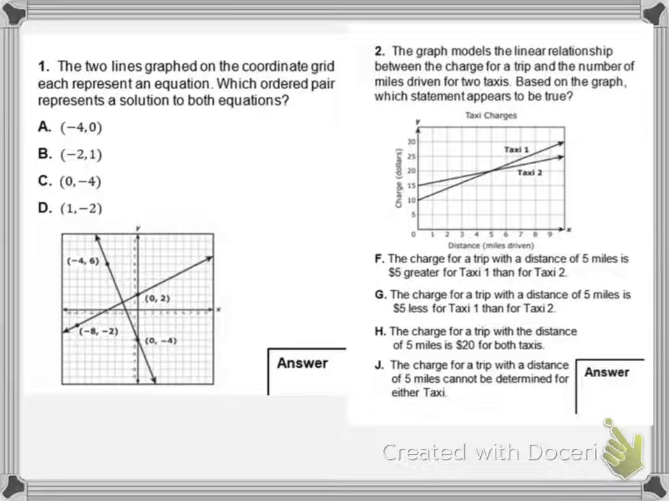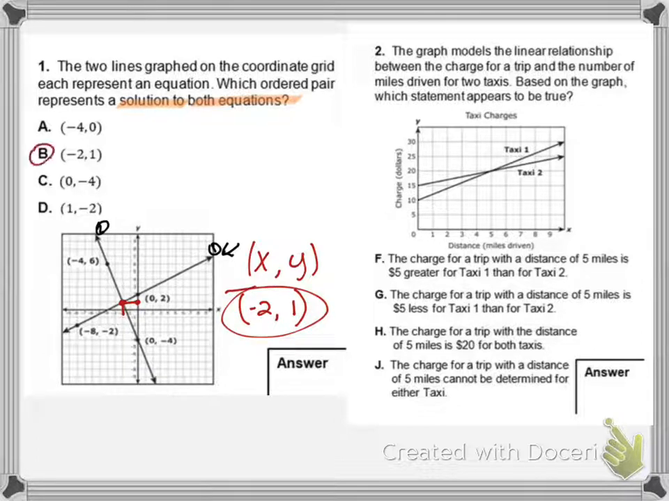Each represents an equation. Which ordered pair represents the solution to both equations? Here we're looking for the solution for both equations. This is a systems question. Here on the graph you have two lines, line number 1 and line number 2. When we have a system, our intersection is going to be our answer. Right at this intersection, our x value is -2 and the y value is 1. Remember we put it as x, y. So our solution is (-2, 1), which is B.